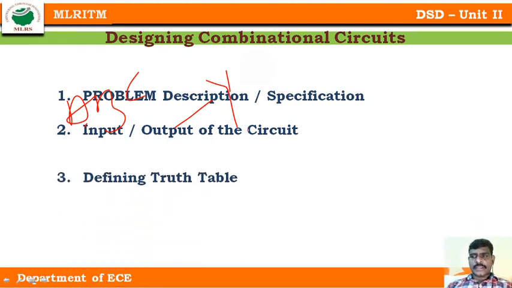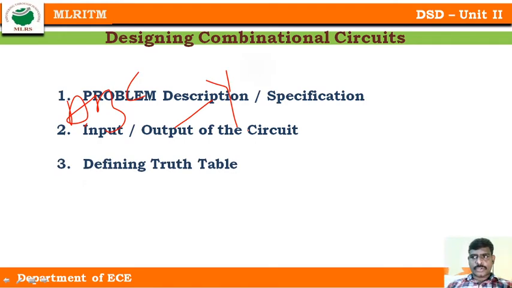Then defining the truth table. Based on your problem statement, what is the condition when your circuit needs to generate an output, and when it should not generate an output, which means when your output is high and when your output is 0, depending on your problem statement. You need to draw a truth table.